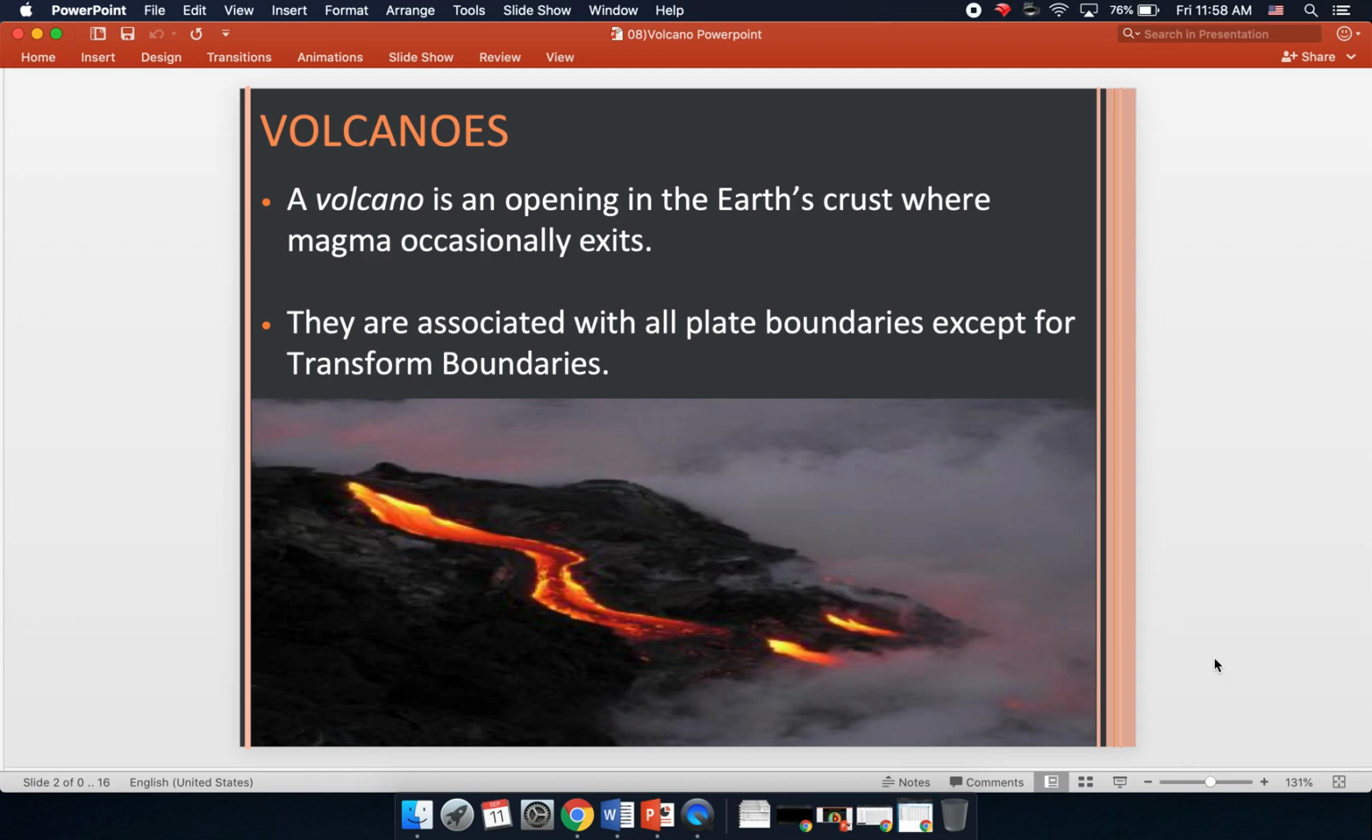Now, volcanoes are associated with divergent plate boundaries and convergent plate boundaries, but not with transform boundaries. That's something that we mentioned in the plate tectonics lesson, but it should be reiterated now.